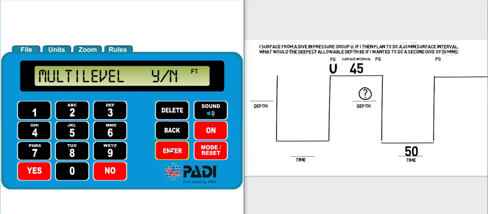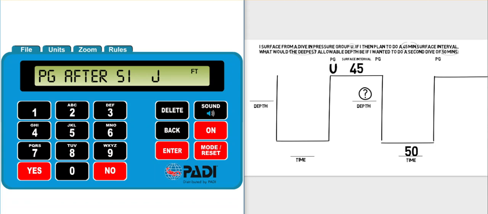So dive planning, enter, multi-level, no, first dive, no. And now it's not asking me, do you want to know what your pressure group is after a surface interval, yes or no? It's asking me, do you know the pressure group after the surface interval? So no, I don't know the pressure group after the surface interval, and it then says, fine, give me the pressure group before the surface interval. So I can do that, pressure group U, and I can give it the surface interval, 45 minutes, and it will tell me that I'm in pressure group J.